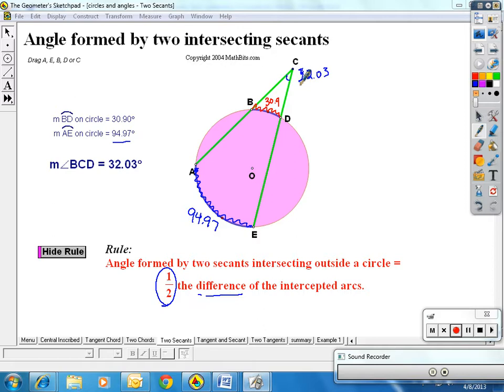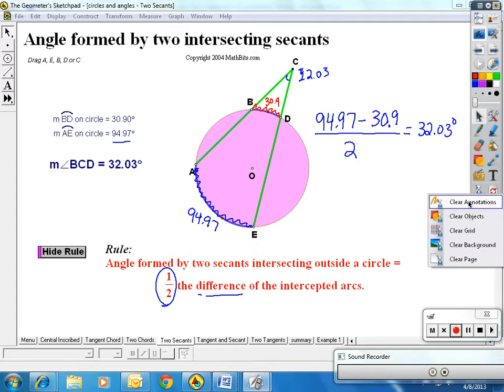32.03. So let me write that out. I'm taking the difference of the intercepted arcs, dividing it by 2 to get 32.03. This is going to be the same rule for any vertex that lies outside the circle.